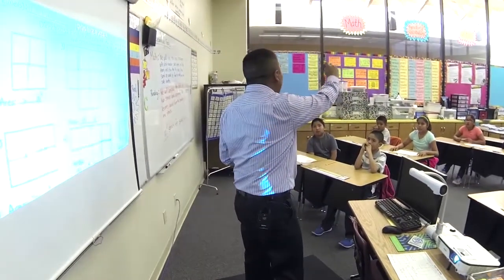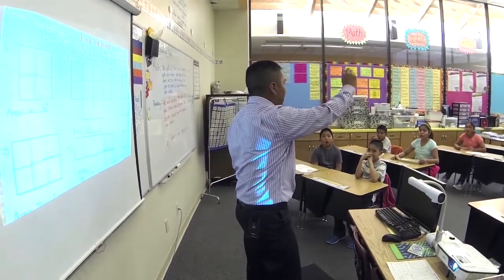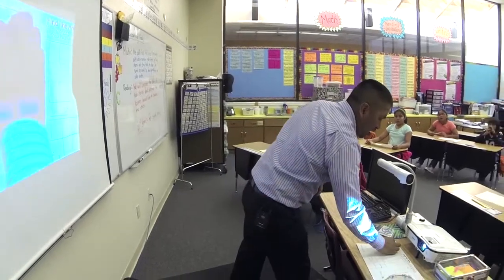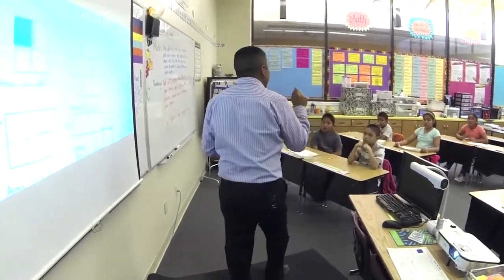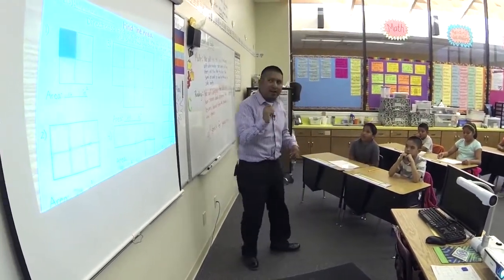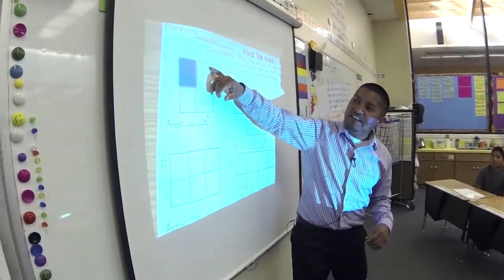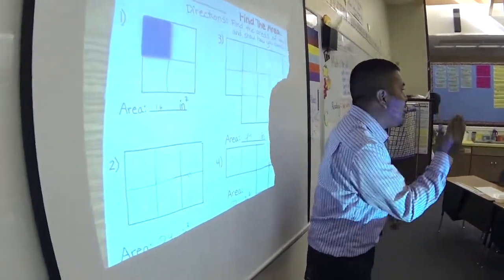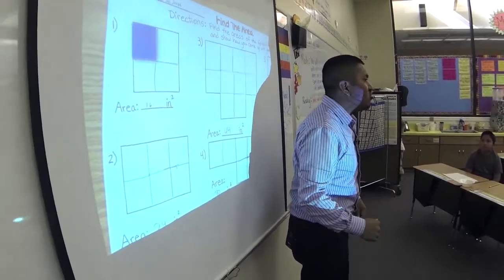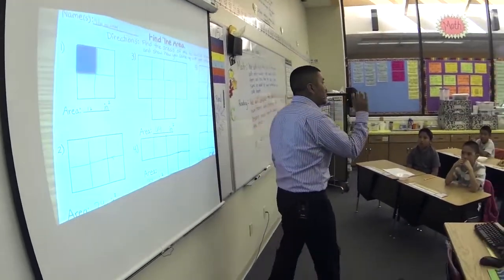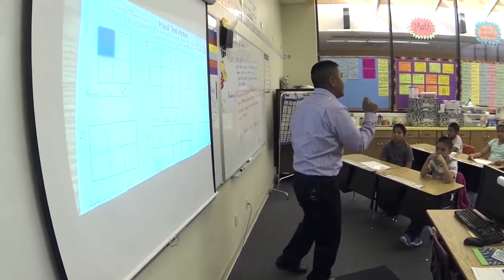They took, how many sides does a square have? 4. Okay? So they counted each side every time they put a square. But the thing is, boys and girls, we're not trying to find the sides of those squares. We're trying to figure out how many of those squares it took to fill up that space.